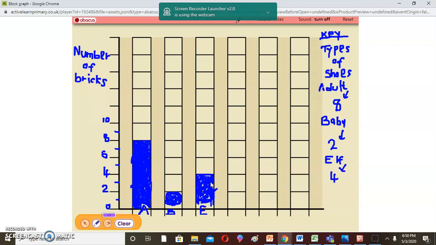Now let's ask ourselves some questions. Between these three types of shoes, which one weighs the heaviest? You can see we have 8, then we have 2, and then we have 4. So 8 is the heaviest. If you arrange your bricks going up, you will see the one that is the heaviest of them all is 8. Now, which one is the least?